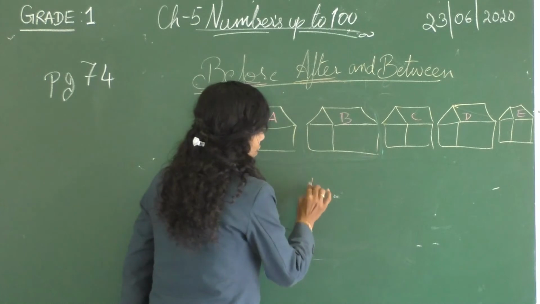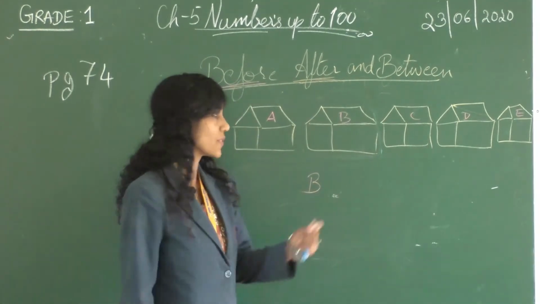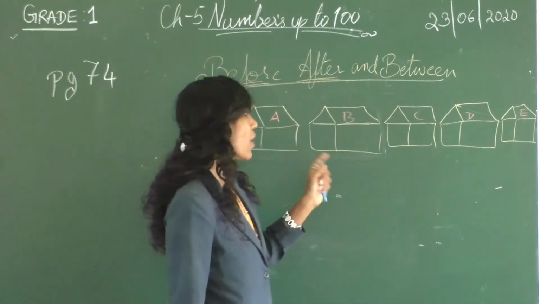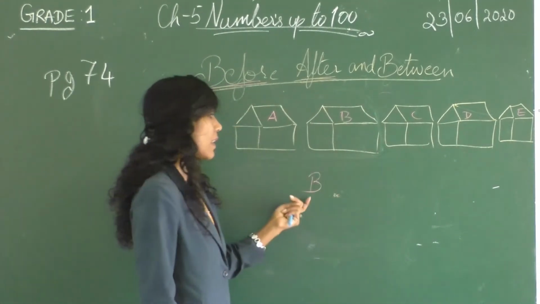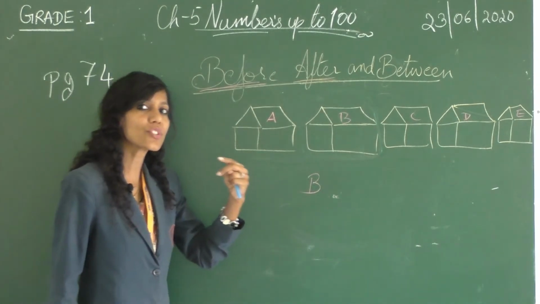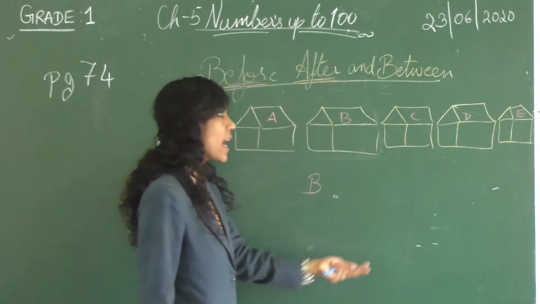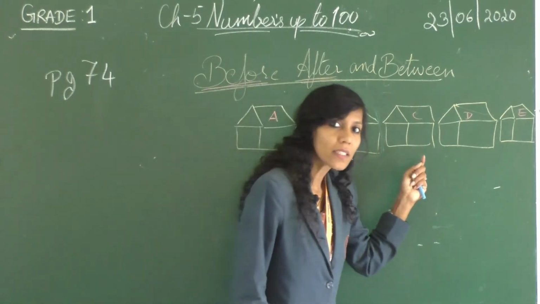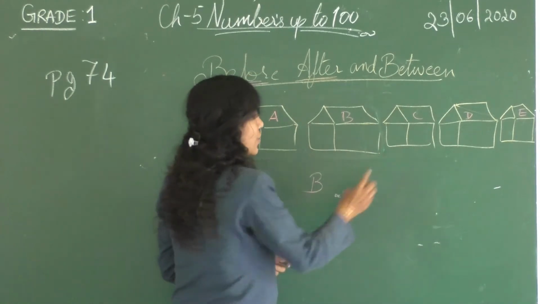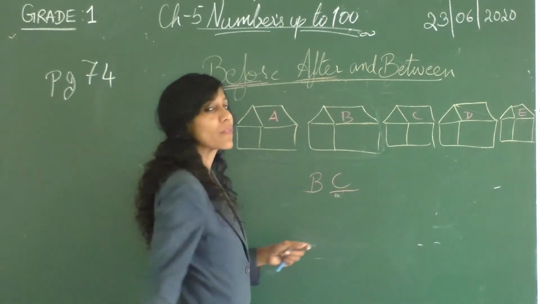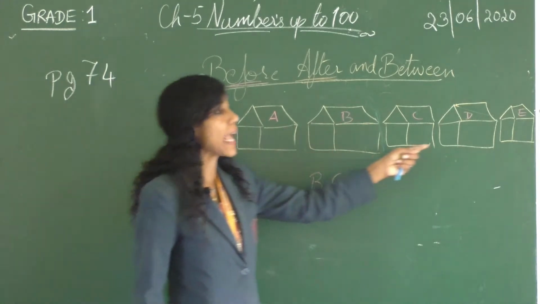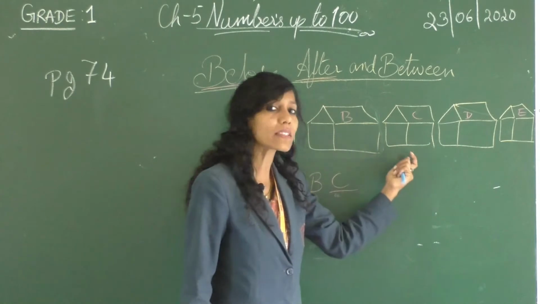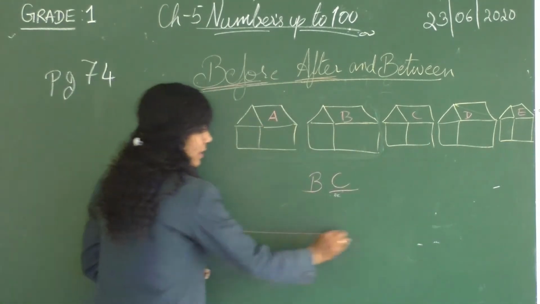Which is the house which comes after B? After B, there are 3 houses, C, D and E. But what we want here is the house which comes just after B. The house which comes just after B would be C. So C is the house, so your answer will be C. D and E are also there, but we want the very next house in the number line.